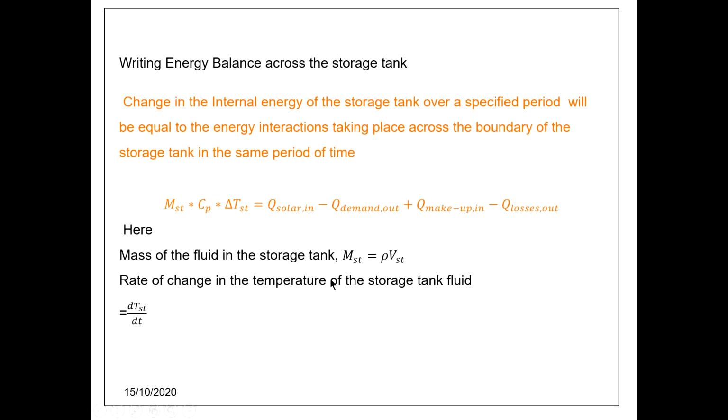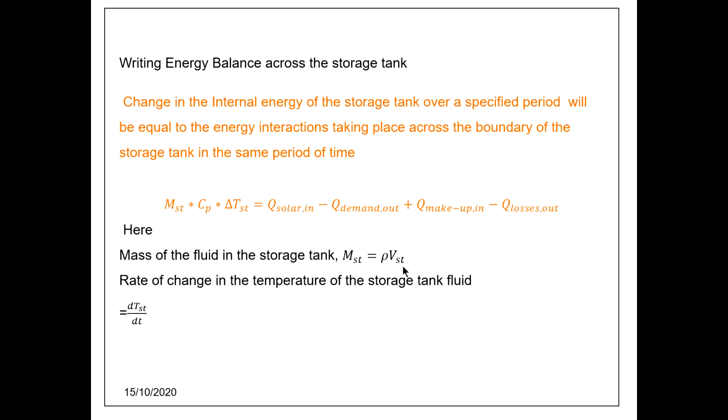Now here, the mass of the fluid in the storage tank is the density of the fluid in the storage tank times the volume of the storage tank. Why it is written in this form is that often the storage tank is specified in liters of capacity. We don't specify the storage tank by mass capacity, like a 100 kg storage tank, 12 kg storage tank, or 200 kg storage tank.